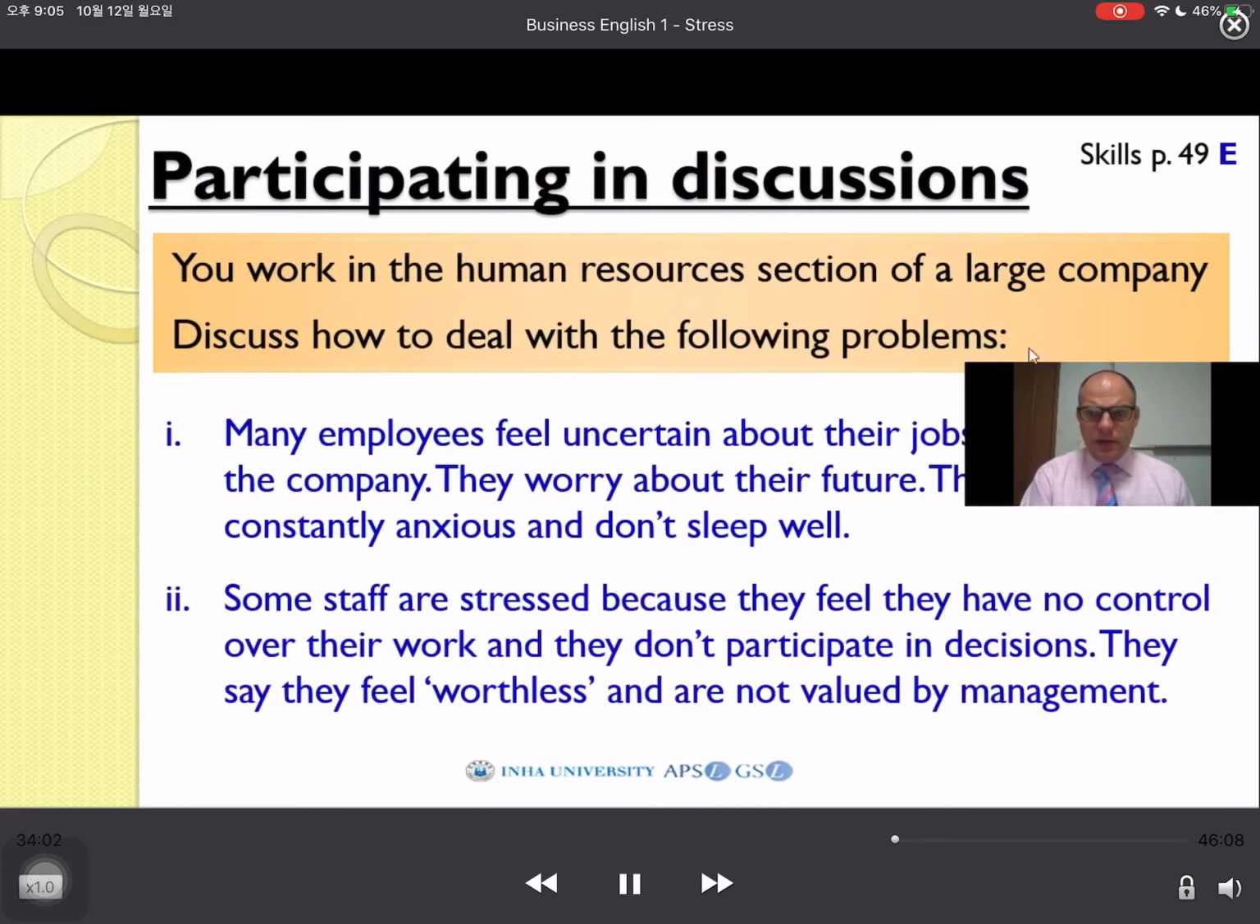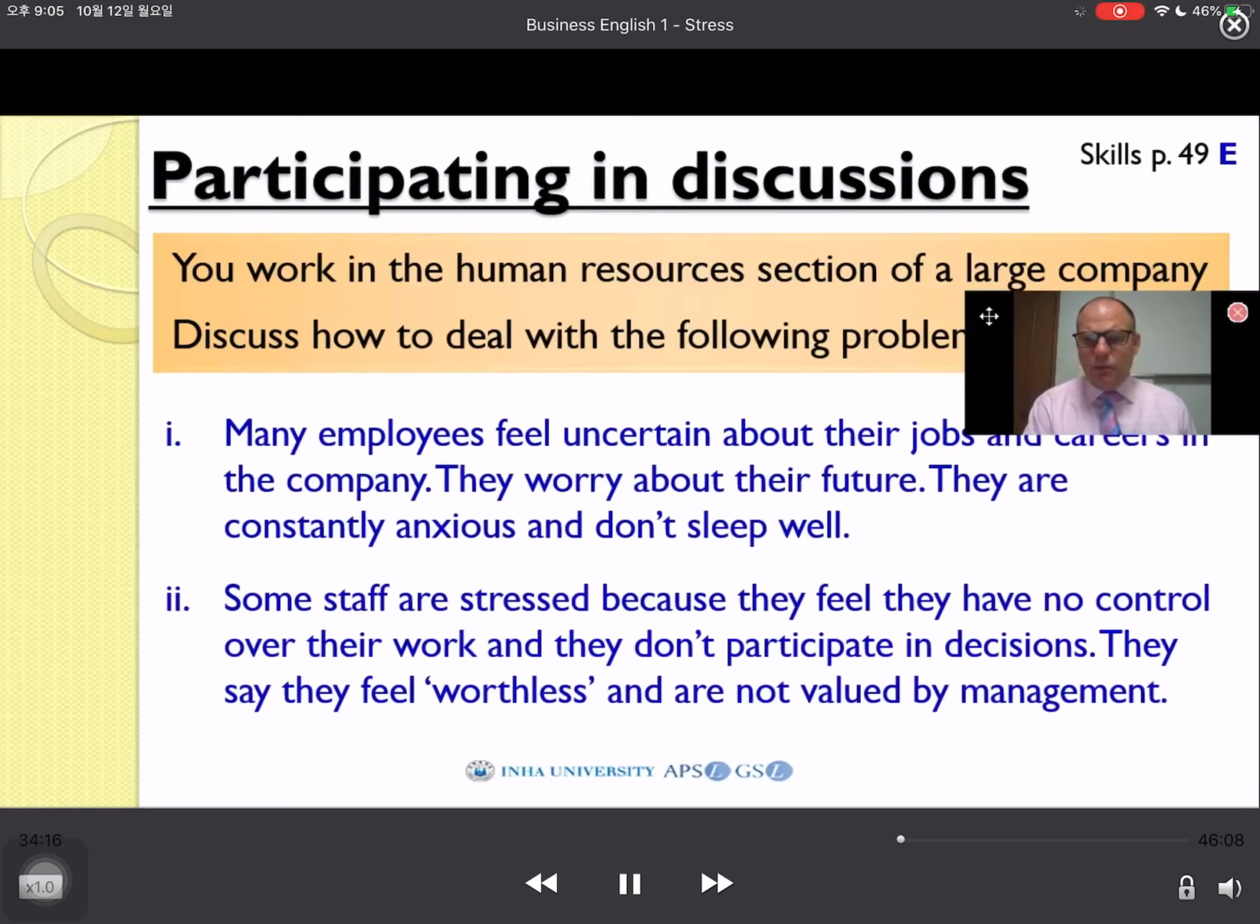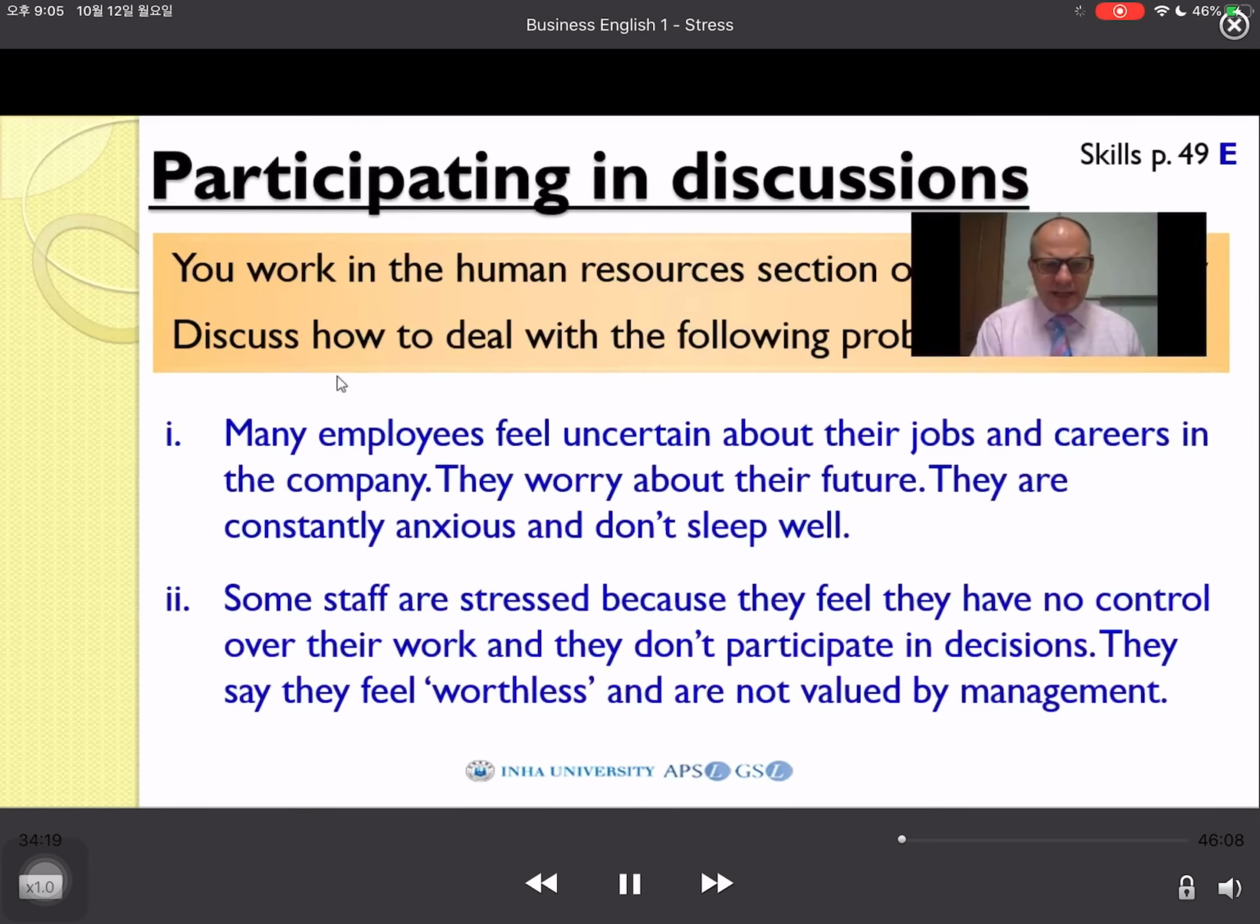Okay, so last bit to do on the skills section, participating in discussions. You work in a human resource section of a large company. How would you deal with the following problems? So again, it's a problem solving exercise. So you got one problem, two problems. First problem, many employees feel uncertain about their jobs and careers in the company. They worry about their future. They're constantly anxious and don't sleep well. How would you deal with that situation?